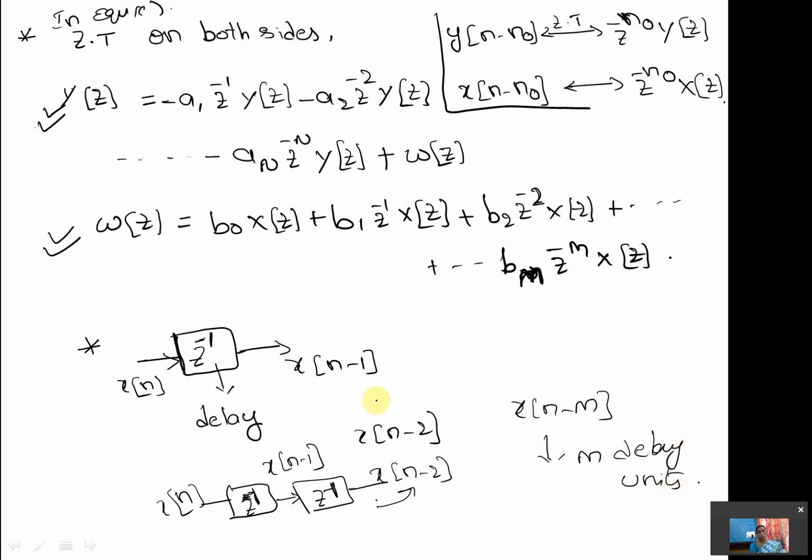In the n variable, it is x of n. In terms of the z variable, it becomes x of z. That means x of n or x of z is the input, and the output is x of n minus 1 in the time domain. In the z domain, it is nothing but z power minus 1 x of z. So if x of z is input, the output is z inverse x of z. Similarly, in the time domain, x of n is input, output is x of n minus 1. We may represent it in these two ways. These are called delay units.